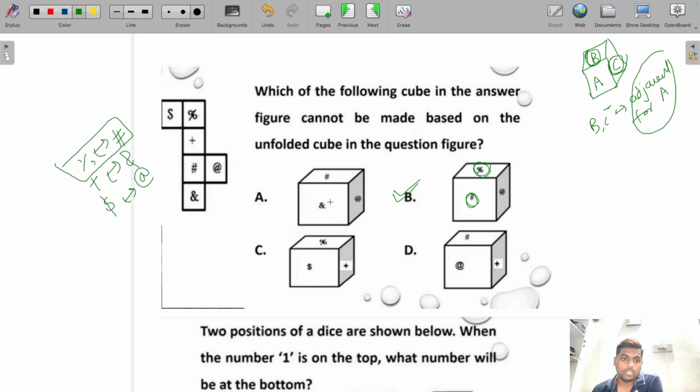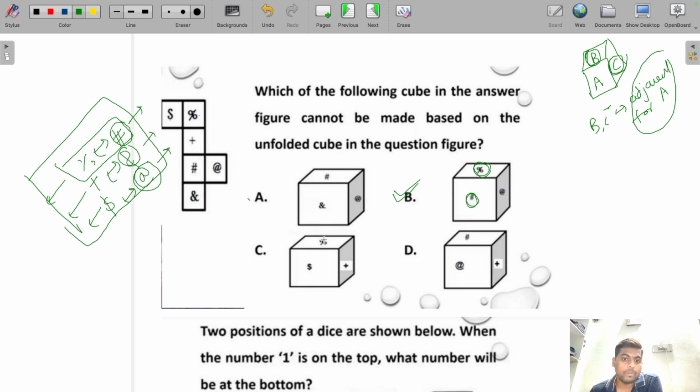For these types of questions, whatever letters are given in the cube, hash, ampersand, at the rate, these three letters should come from these three rows, anywhere on the left hand side or right hand side. For example, hash is coming from here, ampersand is coming from here, at the rate is coming from here, meaning for every row you are taking one, so this is possible.